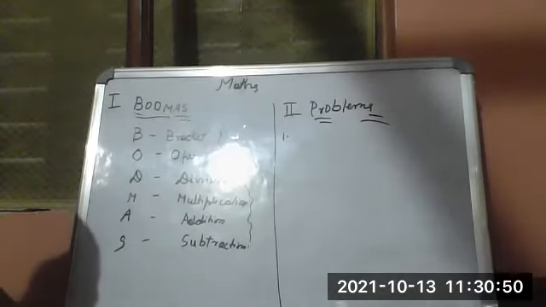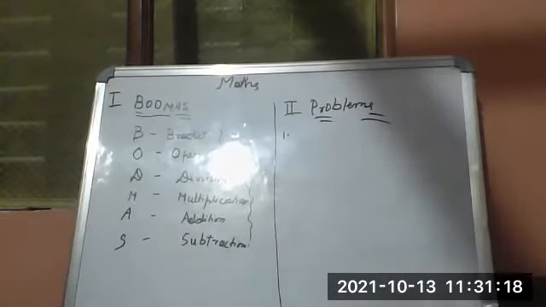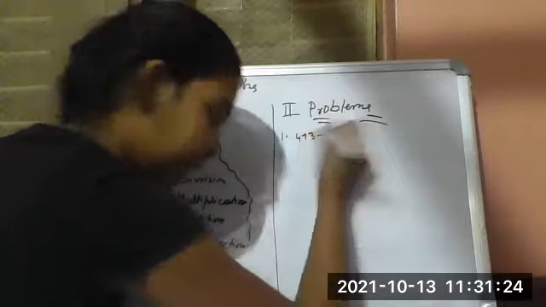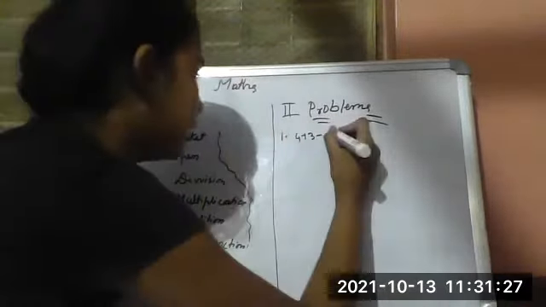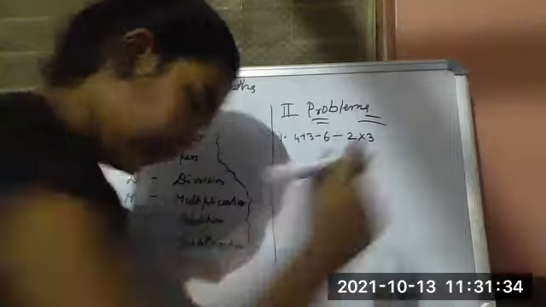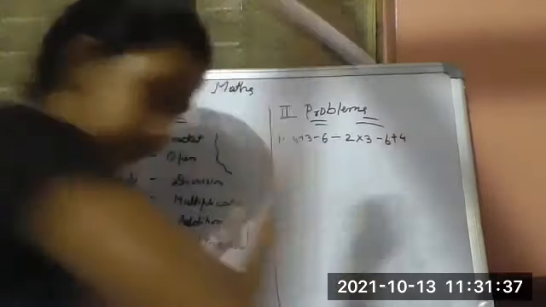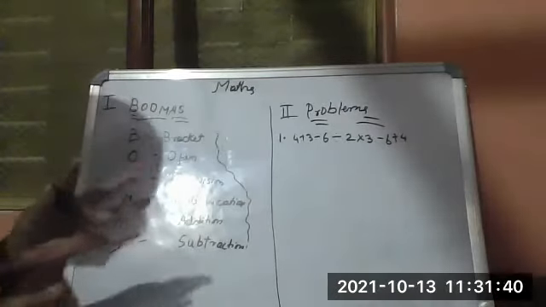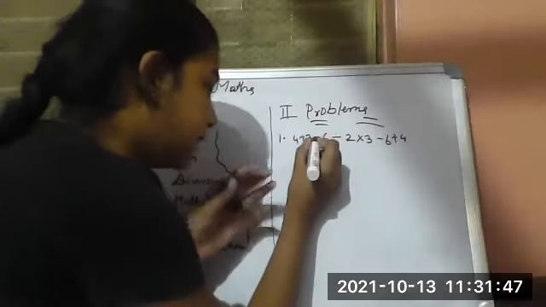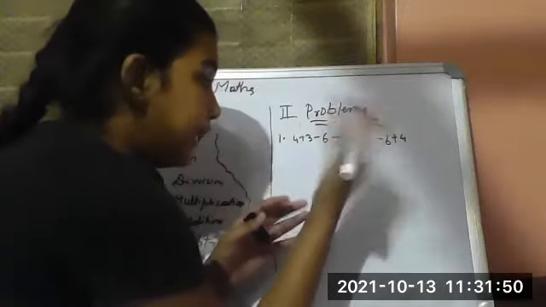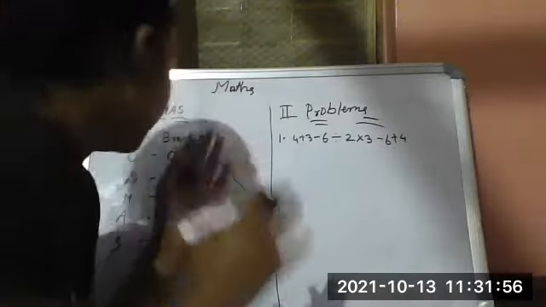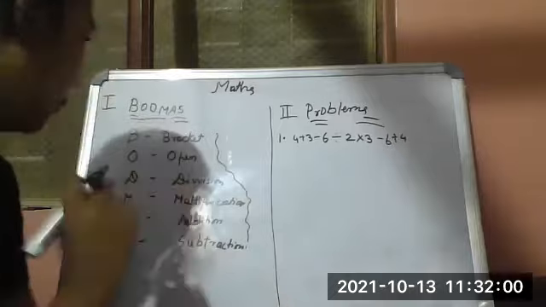So let us see the first problem. The first one is 4 plus 3 minus 6 divided by 2 into 3 minus 6 plus 4. You need to find out the answer for this. What a few people do is they directly do 4 plus 3 minus 6 divided by 2 into 3 minus 6 plus 4. That is wrong. There are a few steps to follow.